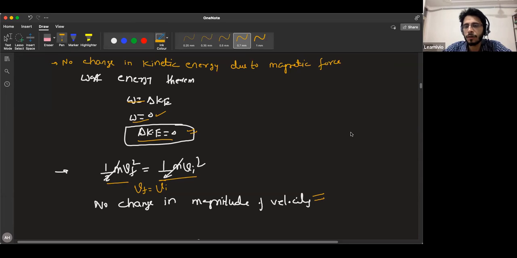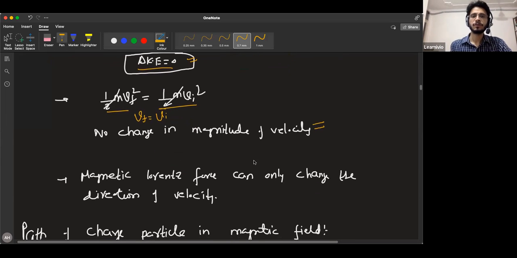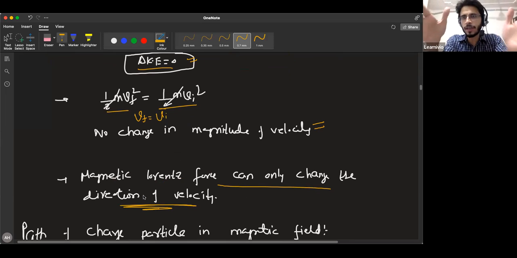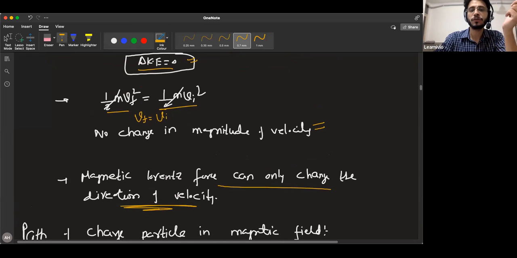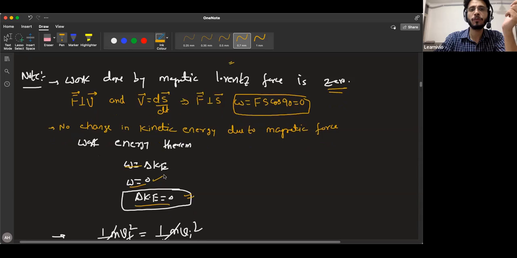Yashika, Noha, Nabil Ahmed. Making it revolve. Making it revolve means it's changing the direction of velocity, right? So magnetic force can only change the direction of velocity. It will not always revolve, but it can change the direction of velocity. So work done by magnetic force is 0. No change in kinetic energy due to this force. No change in magnitude of velocity. It can change only the direction of velocity. Note it down. These are a few 1 marker questions on this.